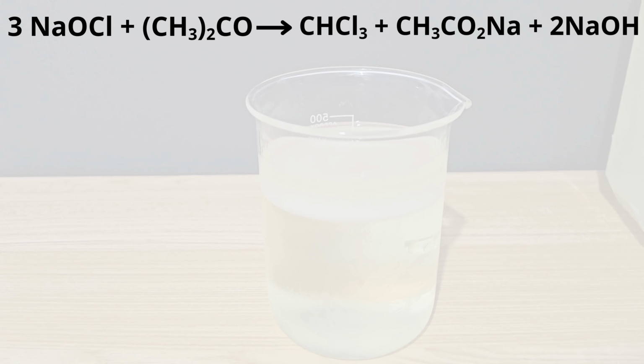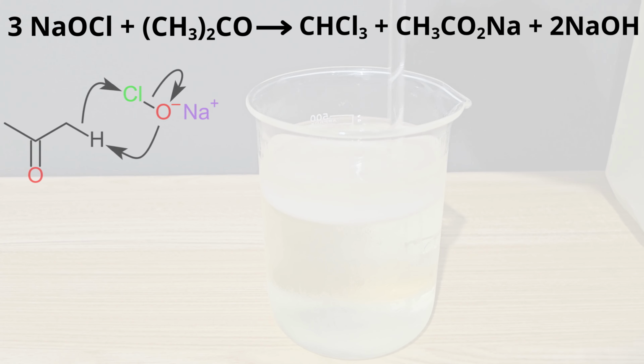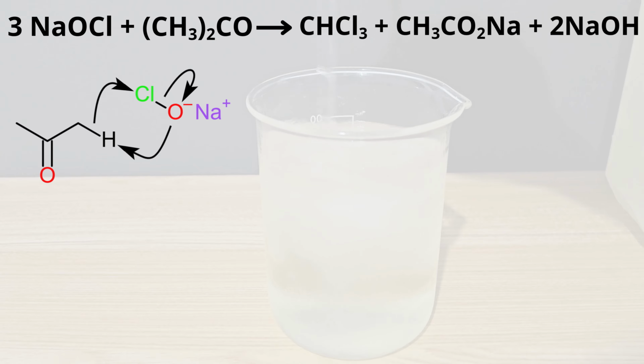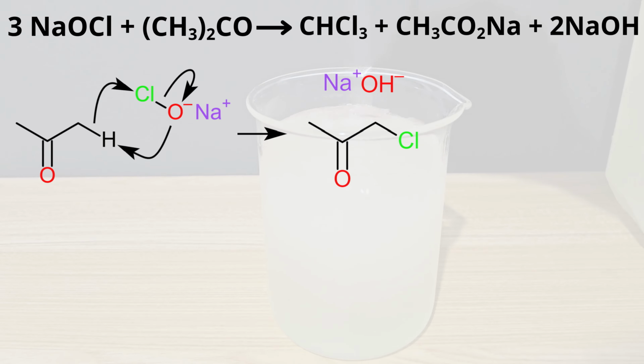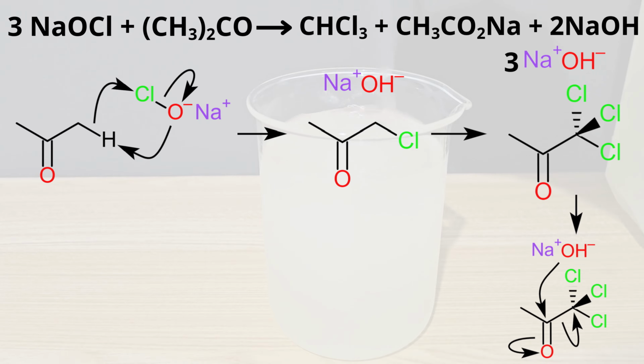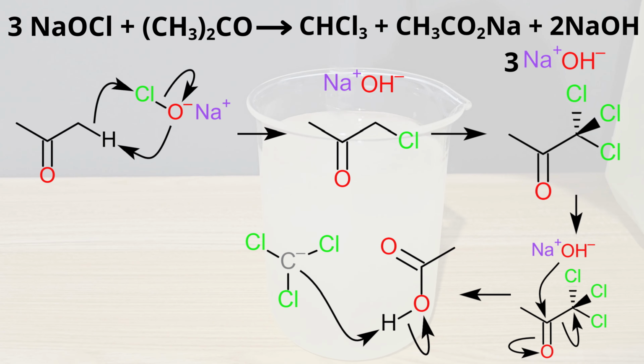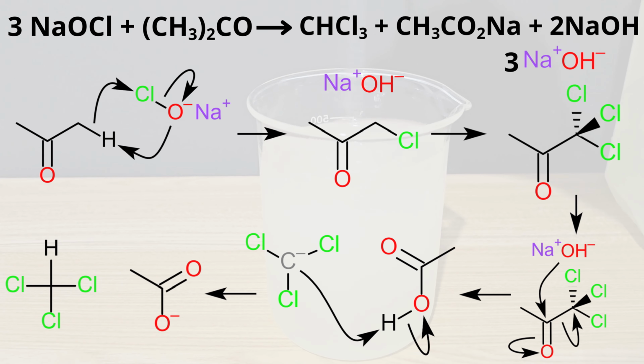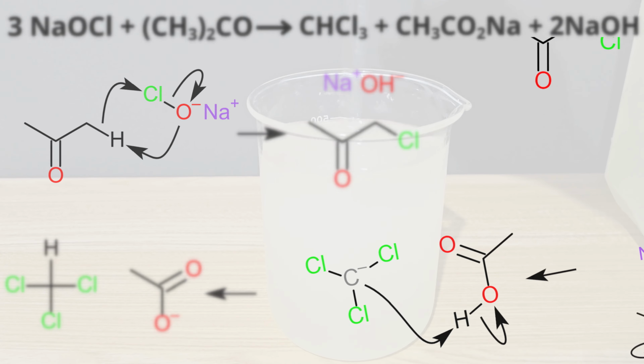3 moles of sodium hypochlorite react with 1 mole of acetone. The first step is the deprotonation of an alpha hydrogen of the acetone by sodium hypochlorite, producing sodium hydroxide. The alpha protons of the product, chloroacetone, are even more acidic, so the process repeats 2 times. Then hydroxide attacks the carbonyl carbon of the trihalogenated product, kicking away the trichloromethanide anion. A proton transfer occurs, and this way a carboxylate, acetate in this case, and trichloromethane or chloroform is synthesized.